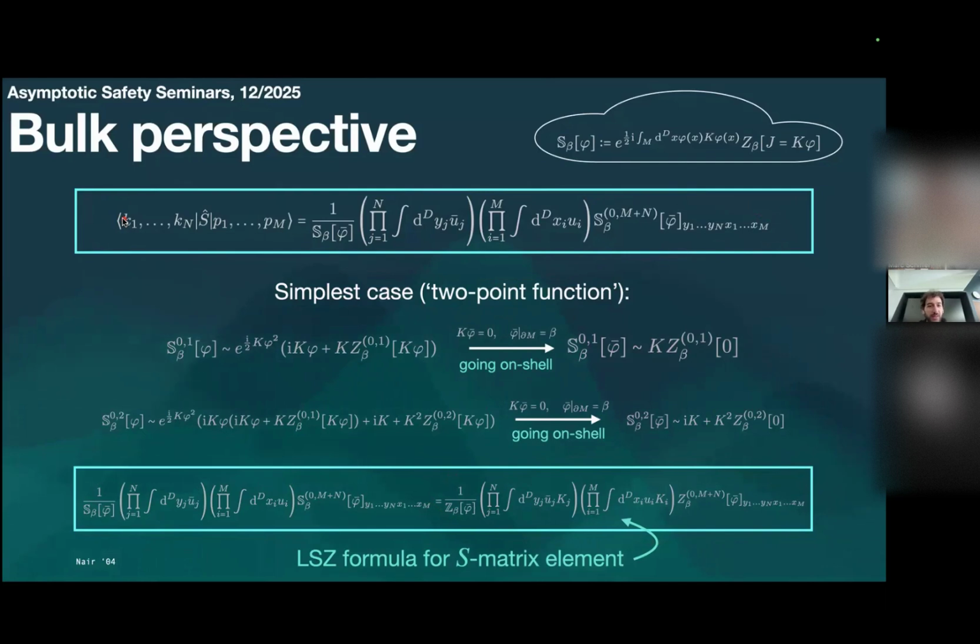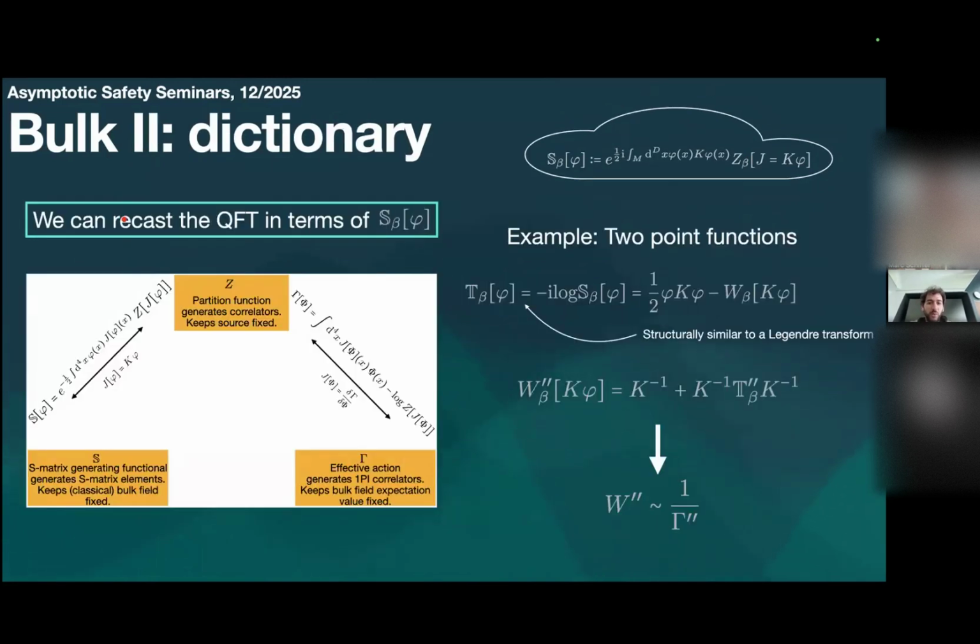So now that I've argued for this, let me go deeper into what we did in the paper. One thing is that this is a particularly efficient way to encode scattering information, but in principle, using this functional, we can do any of the standard calculations that we do in QFT. Just as whenever we work, say, with the partition function or the effective action, we can also recover scattering information.